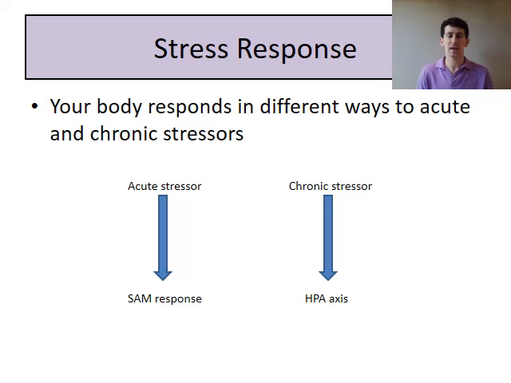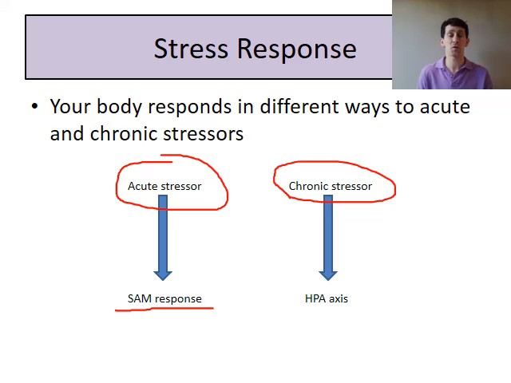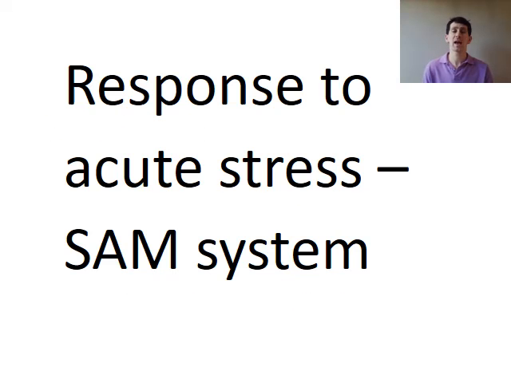The first one we're going to look at is acute stress, and this is something called the SAM or SAM response. To chronic stress, our body responds completely differently, and it responds in something called the HPA axis. So we've got acute stress, SAM response, chronic stress, HPA axis. We're going to look at both of these processes. The first one we're going to have a look at is how our body responds to short-term stress, to acute stress. This is known as the SAM or SAM system. It's important you remember what it's called because these letters all refer to parts of the pathway.